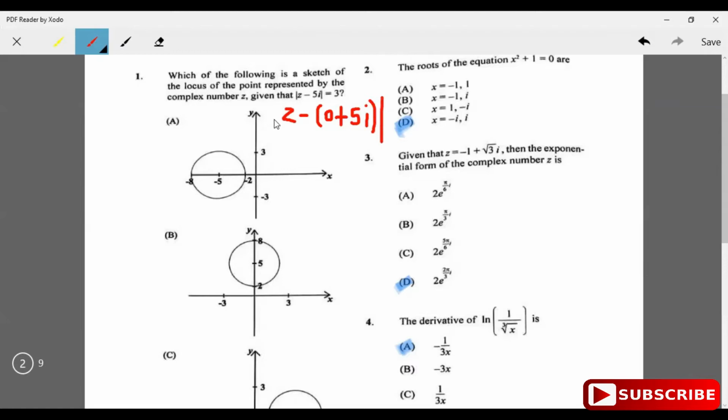So the modulus of that is equal to 3, and so the center is 0, 5. So look for which one has 0, 5 as its center, and the radius is 3.